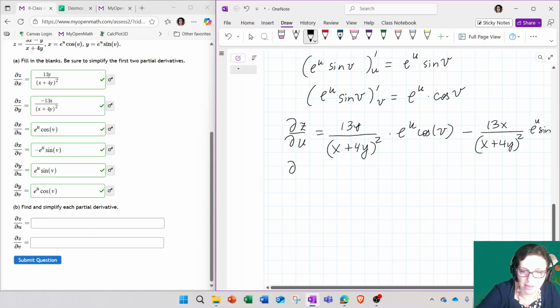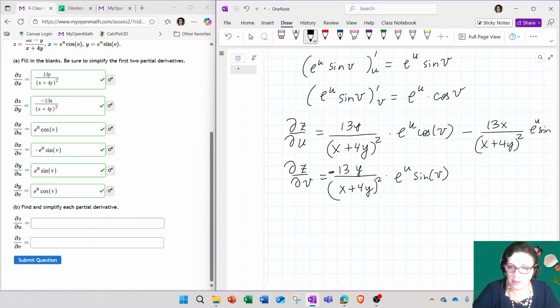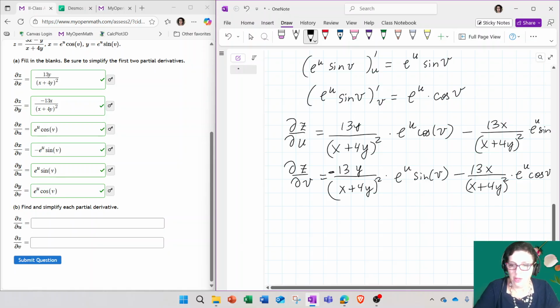Now we're going to do the exact same thing, but with respect to v. All you have to do is basically switch. This one stays the same, but this part is with respect to v. So that's going to be e to the u sine v, but it was negative, so I'll stick the negative over here. And then it's going to be minus 13x divided by x plus 4y squared, and I multiply that by e to the u cosine v.